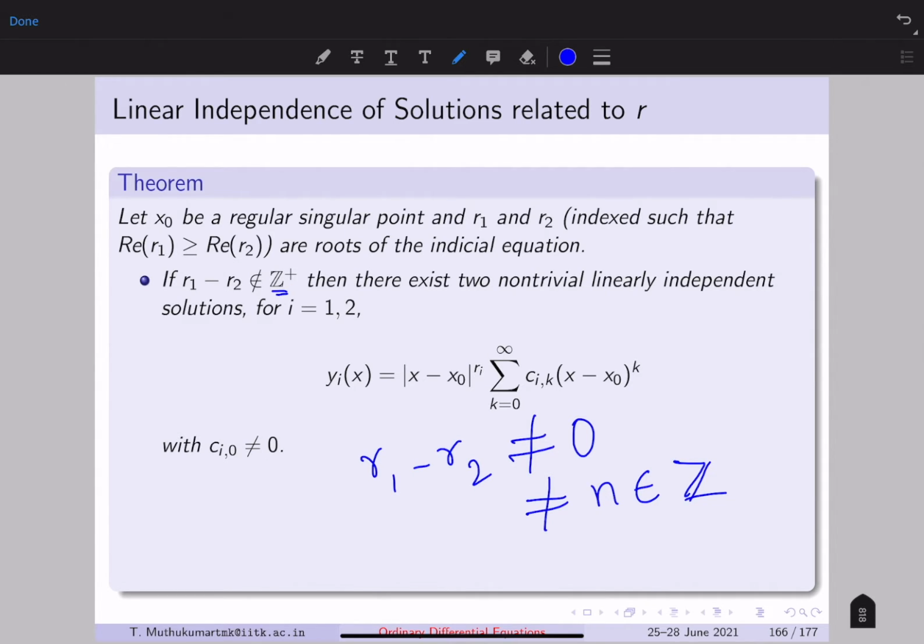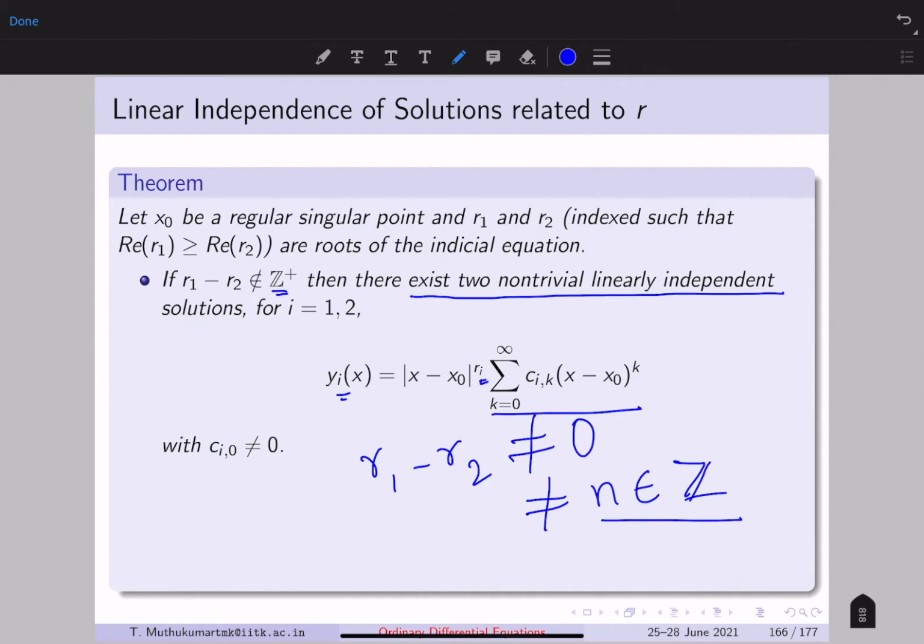So here we are only looking at the situations where R1 minus R2 is a real number such that it is not 0 and it is not an integer. What happens then is that you get two non-trivial linearly independent solutions, where y1 is (x minus x0) to the power r1 times a series, and y2 is (x minus x0) to the power r2 times a series, like the situation that we saw in the previous example.